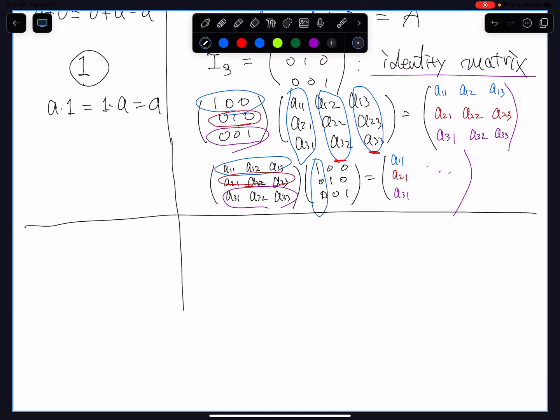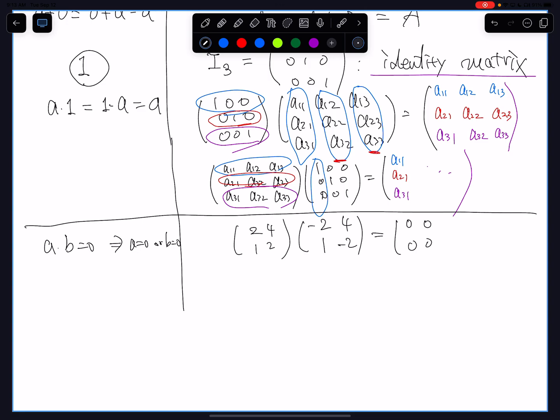So in the real number system, a times b equal to 0 implies a is 0 or b is 0, right? So you know that, right? If a times b is 0, either a or b is 0. But that's not really the case in matrix algebra. So I'll give you an example. Matrix 2, 4, 1, 2, times matrix -2, 4, 1, -2 equals 0, 0, 0, 0, right?